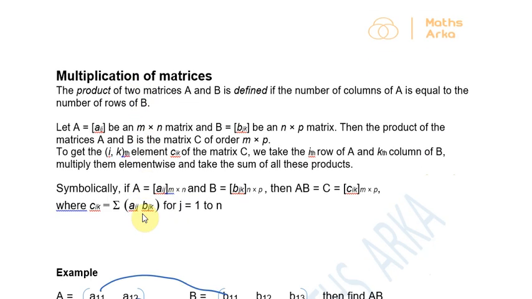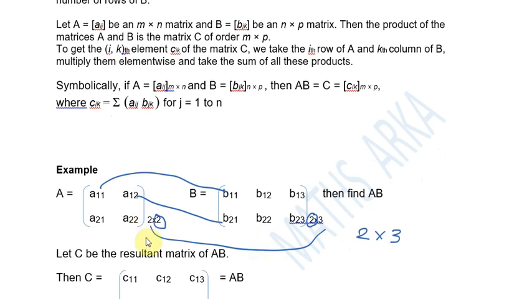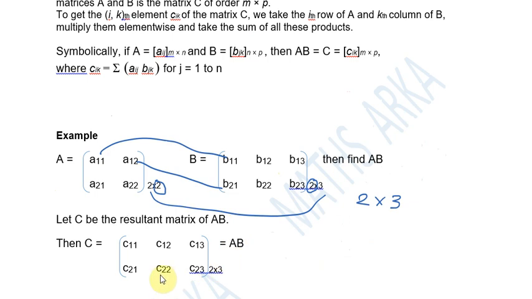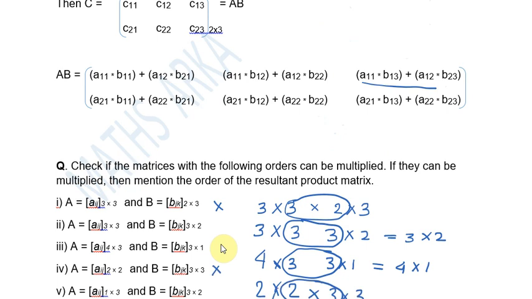Multiplication of matrices: when we multiply two matrices, it is done in this fashion. One row is multiplied with the corresponding column, and when we need to find, for example, C21, then the second row is multiplied with the first column. So this is how we multiply the two matrices.